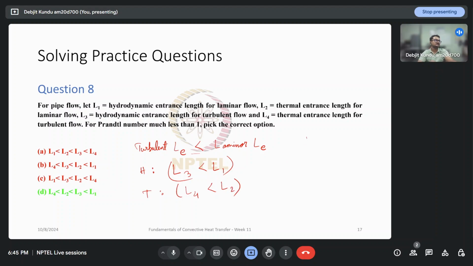Also, we know that since the Prandtl number is much, much less than 1, nu is much, much less than alpha. As a result, the thermal entrance lengths will be less than the hydrodynamic entrance lengths. So the two L_Ts, L2 and L4, should in turn be less than L3 and L1. So the order is 4, 2, 3, 1. This should be the correct order, which is option D.